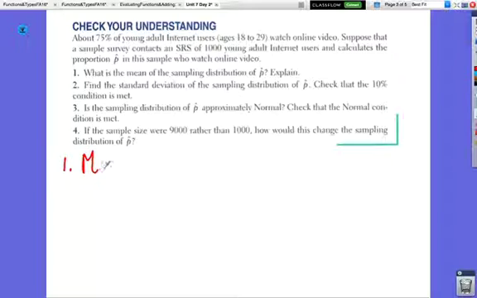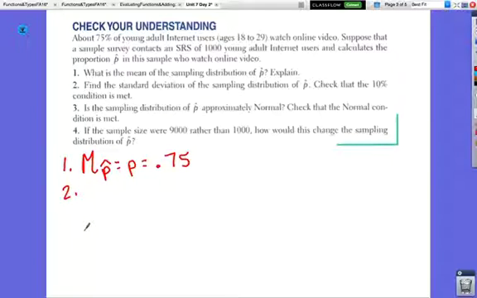If we're finding the mean of the sampling distribution, it's important to note that in this case the sampling distribution and the population proportion are going to be the same thing. Because that is true, we can say that the mean of p hat is going to be equal to p, which is 0.75. Remember that p is the probability of success, and so that would be 75%.